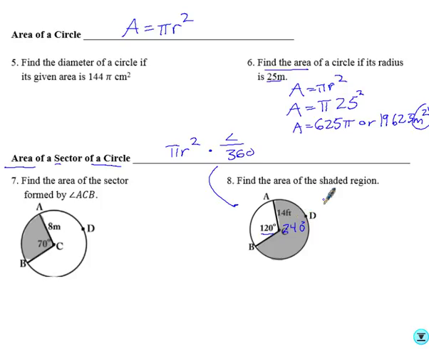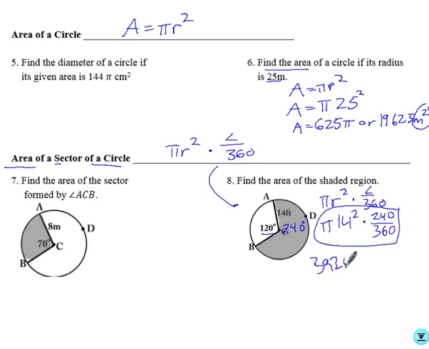So again, we're going to use our little formula here, pi r squared times the angle over 360. The radius is 14. The angle that we are in the shaded area with is 240. And now we just simplify. If you want, you can type this whole thing into your calculator and get your decimal answer. If you want to put it in exact form, that's good too. In exact form, it's 392 pi over 3. Or as a decimal, you would get 410.3, roughly, feet squared.